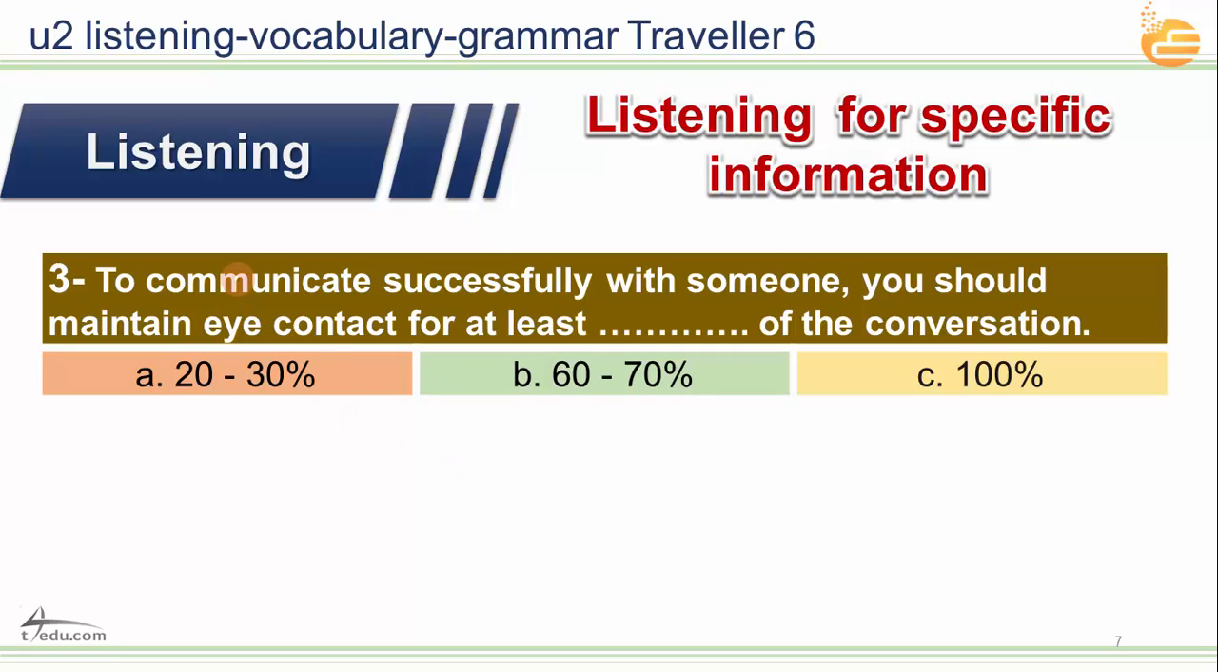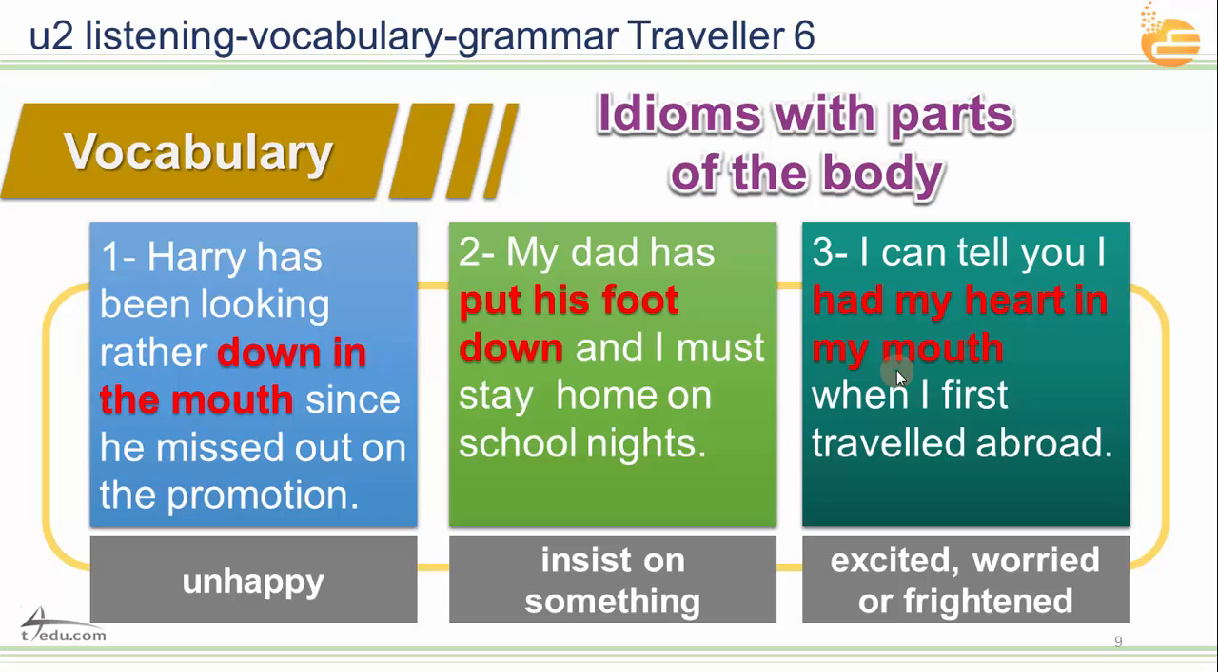Three, to communicate successfully with someone, you should maintain eye contact for at least 20 to 30%, 60 to 70%, or 100% of a conversation. You remember he said that if you really want to draw somebody's attention, you have to focus 60 to 70% on using eye contact with him in that part of the conversation.